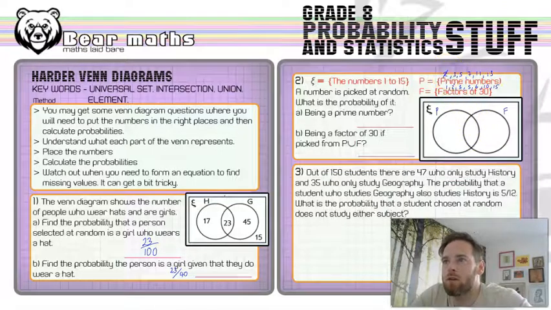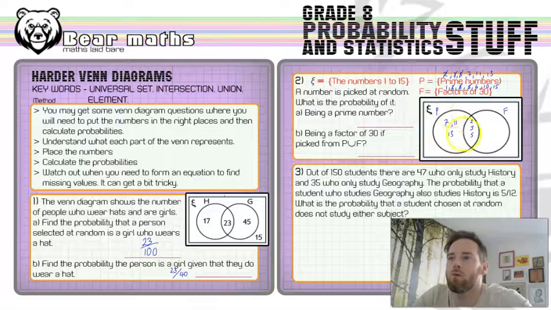So 2 is in both the lists, so that can go in the middle. 3 is in both lists, so that can go in the middle. And 5 is in both lists, that can go in the middle. And there's nothing else that's in both lists. 7, 11, 13 we can pop in the P circle, or only P, and then cross them off. And then the F circle, only F: 6, 10 and 15.